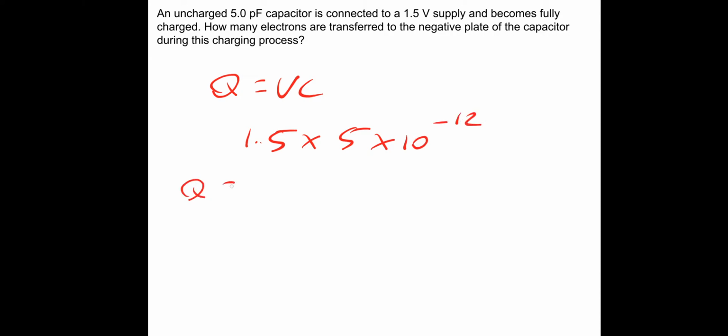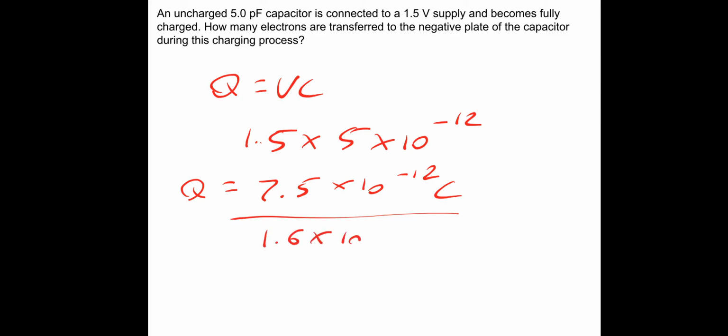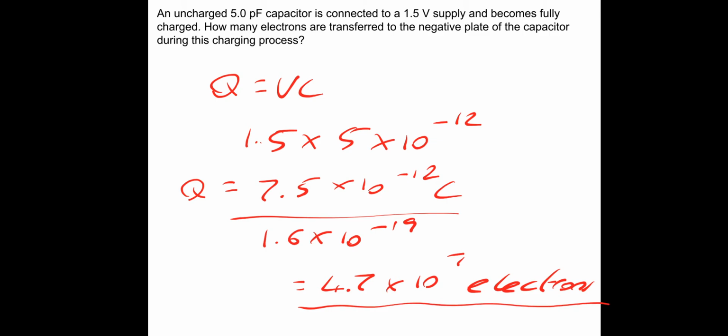And that gives us a charge of 7.5 times 10 to the minus 12 coulombs. Then to get the number of electrons, we simply need to divide it by the charge of an electron, so 1.6 times 10 to the minus 19 coulombs, which gives us, to two significant figures, 4.7 times 10 to the power 7 electrons. Let's do one more, a bit trickier.